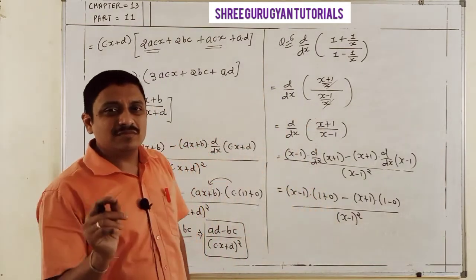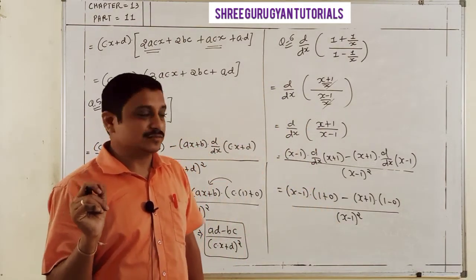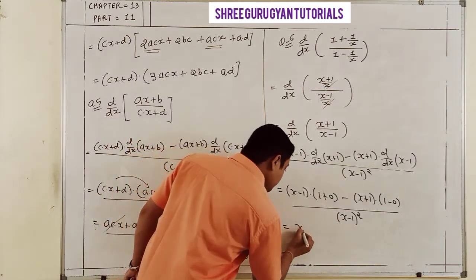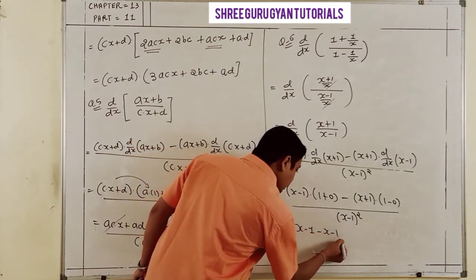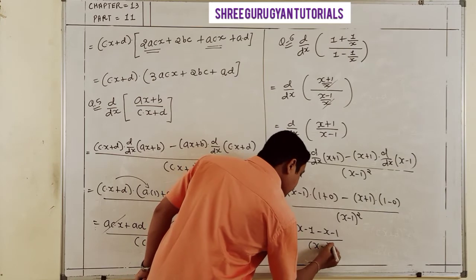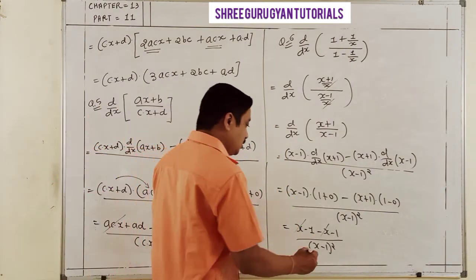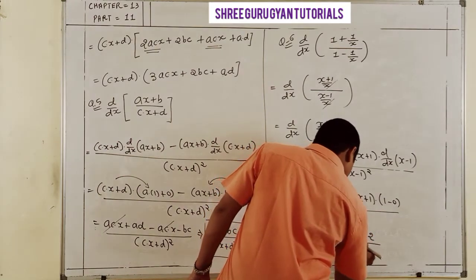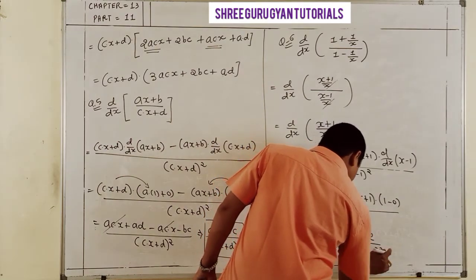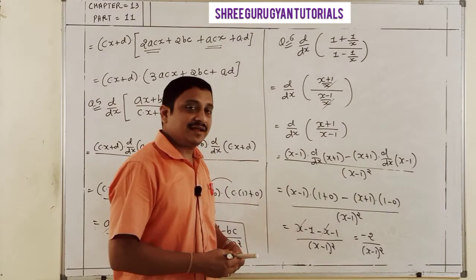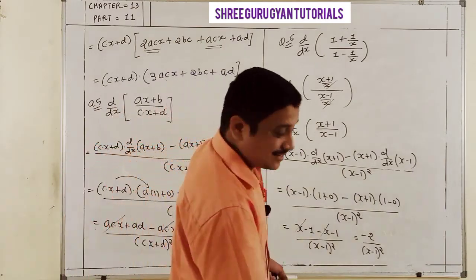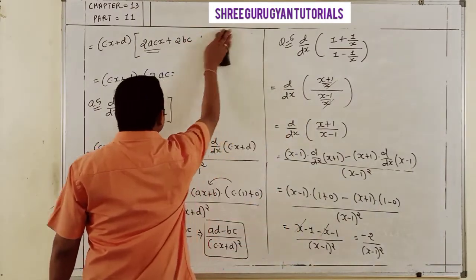Now students, simply expand the terms. It will be x minus 1 minus x minus 1. So this x and this x successfully cancel. Only your answer remains: minus 2 below x minus 1 square, so minus 2 by x minus 1 whole square. That is our last answer. Now continue with question number 7.